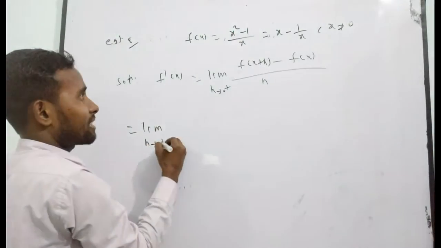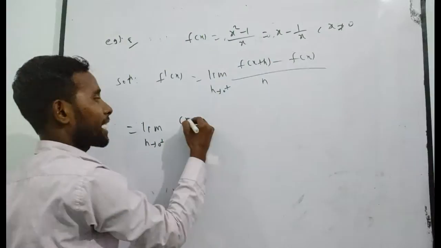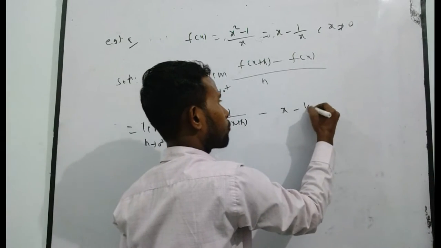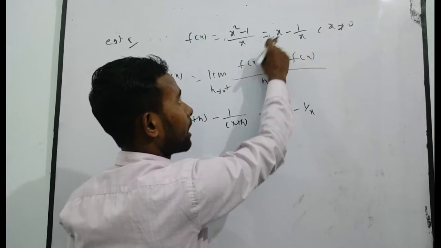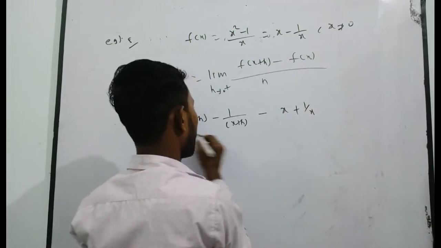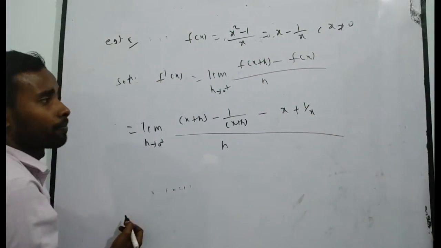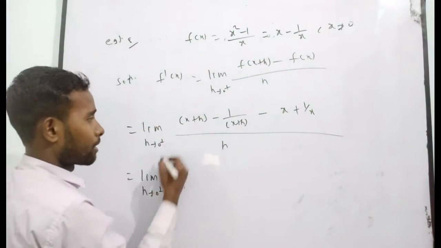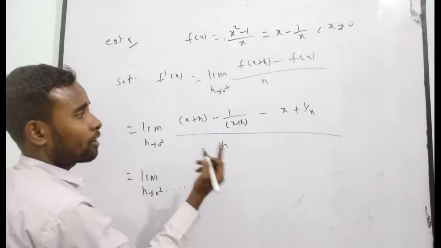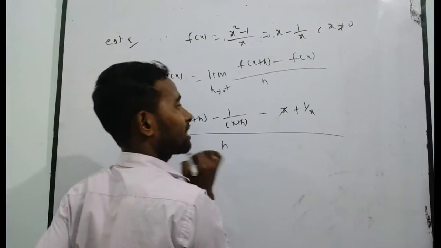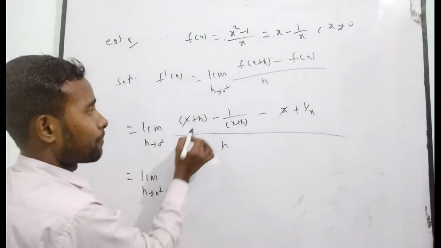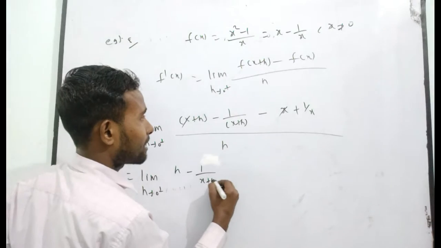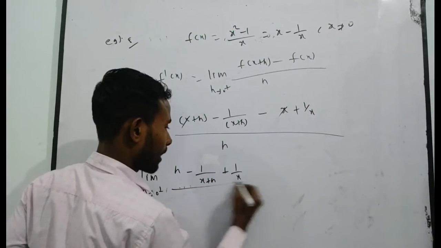Limit h tends to 0 from the right-hand side. f(x+h), that means simply x is replaced by x+h, minus 1 by x, that means 1/(x+h), minus f(x), that means x − 1/x. If you take the minus, this term will be negative, but this term will be positive, and in the denominator you get h. After simplifying, you will get limit h tends to 0 from the right-hand side: x and x cancel each other, and the remaining terms will be h − 1/(x+h) + 1/x, all divided by h. Can you write it as it is?